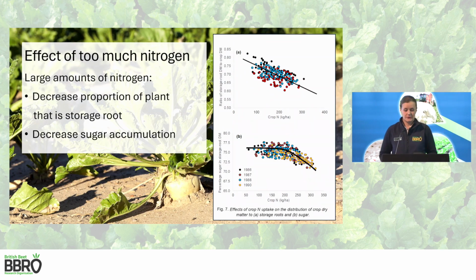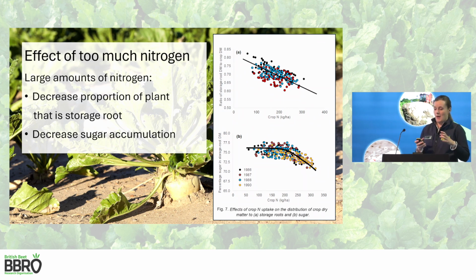What if we put too much on? So large amounts of nitrogen, and there's big data sets that show this, decrease the amount of plant that's storage root. So we end up with too much root, not enough shoot. And they also decrease the cells which actually accumulate sugar in the root, because the plant isn't having to conserve or store energy for the future. It's got enough nutrition, it's growing well. It will actually suppress your sugars.